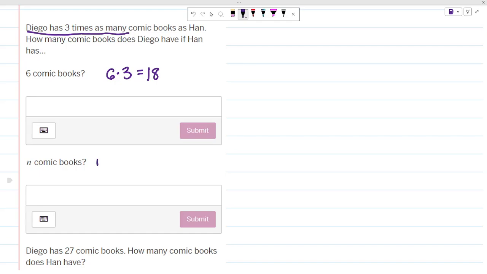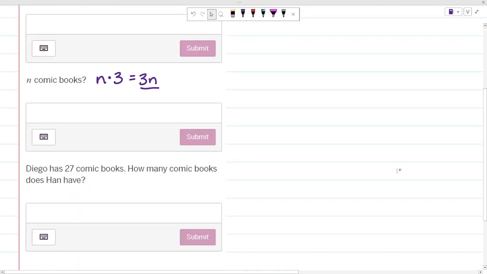What if we don't know how many comic books Han has? Or it could be any number. So if Han has n comic books, how do we find how many Diego has? Well, we would take that unknown number and we would multiply by 3. And usually we would just write something like this with a coefficient. So we would write 3n. Because even though it's n times 3, 3n is the way that we're going to be used to saying it once we get some more experience with this. So 3n would be the number of comic books that Diego has in this case.